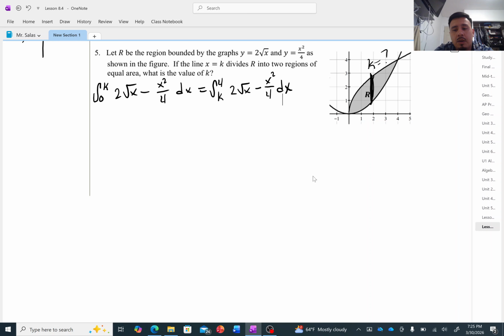So from here, I want to take the antiderivative. By taking the antiderivative, I get 2 times x to the 3 halves times 2 over 3, minus x cubed over 12. How did I get this?